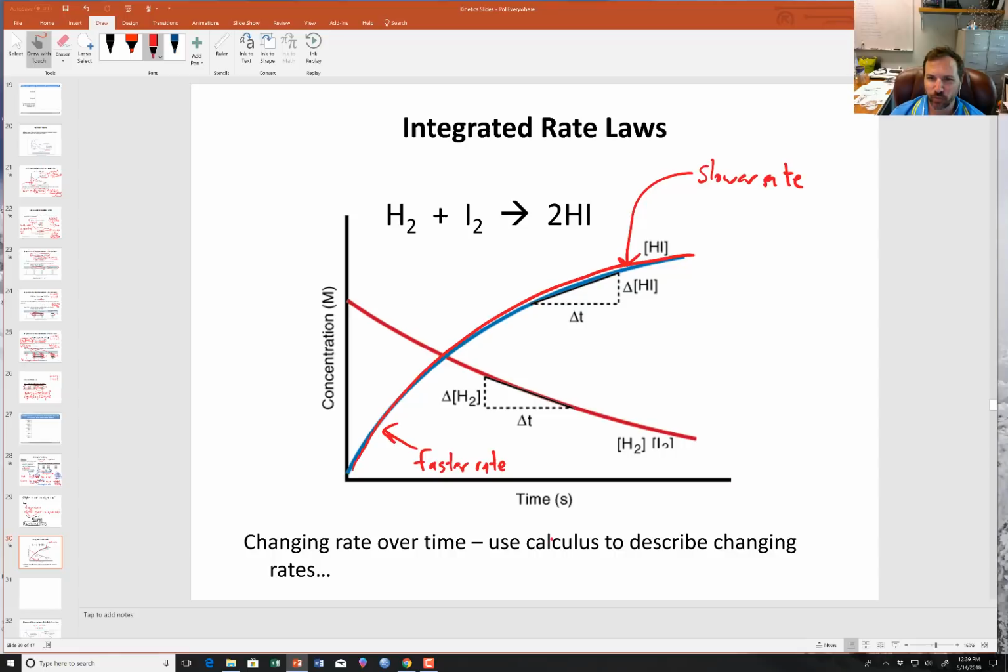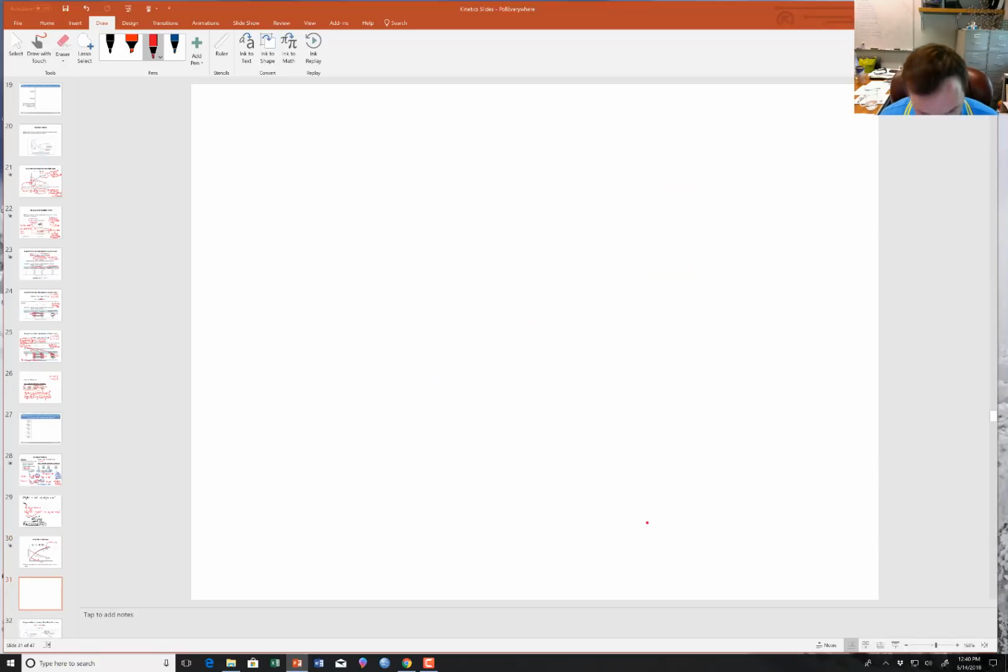So the question is, how can we then come up with an equation or a function to deal with this changing rate? Hopefully remember that we can use calculus to describe a variable that is changing over time. All right, and so we can account then for the fact that this rate is slowing down over time. So what we want to do is we'll first look at an example where we have a first order reactant. So let's start writing out what we might be dealing with.